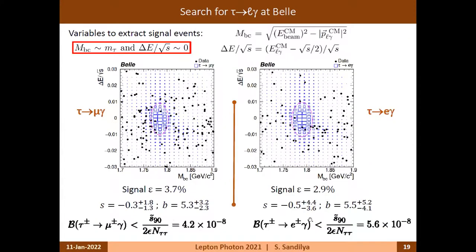And the variables to extract are MBC, which is basically the center of mass energy, known from the beam energies and the momentum of the lepton and gamma. Similarly, the delta E variable is defined, and a two-dimensional fit in MBC and delta E is done to extract the signal for tau to mu gamma and e gamma. The reconstruction efficiency is around 3.7% and 2.9%, and no signal has been observed. The upper limits are derived to be of order 4.2 times 10 to the minus 8 and 5.6 times 10 to the minus 8.